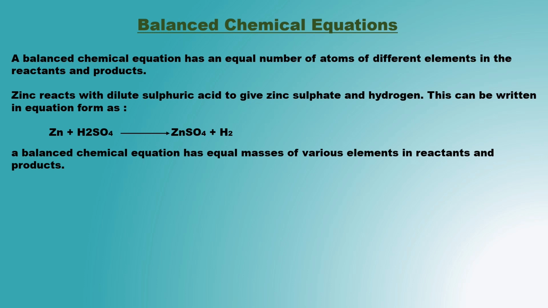Thus, there is an equal number of atoms of different elements in the reactants and products, so the above chemical equation is a balanced equation. Since the number of atoms of various elements in reactants and products is equal, we can say that a balanced chemical equation has equal masses of various elements in reactants and products.